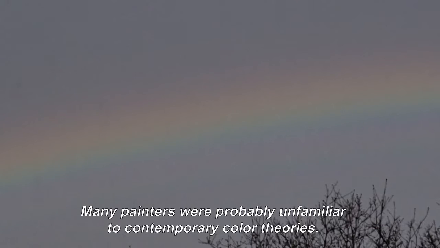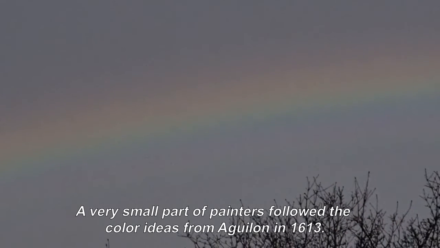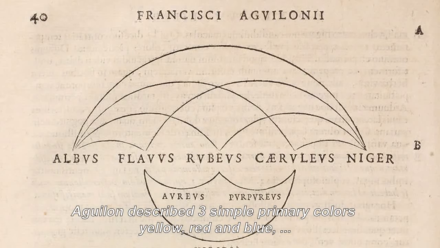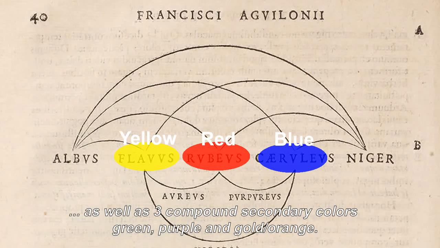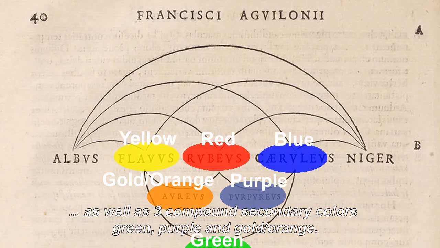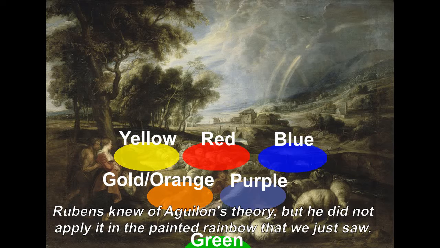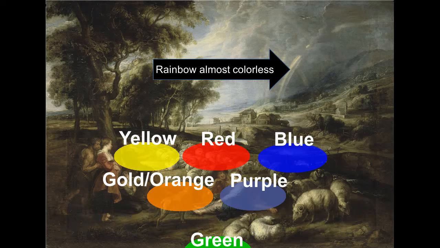Many painters were probably unfamiliar with contemporary colour theories. A very small part of painters followed the colour ideas from Aguilon in 1613, who described 3 simple primary colours, yellow, red and blue, as well as 3 compound secondary colours, green, purple and gold-orange. Rubens knew of this theory, but he did not apply it in the painted rainbow that we just saw.